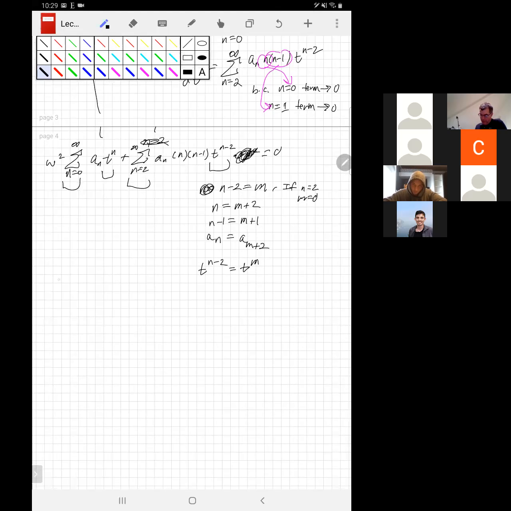And when I make all of those substitutions, now I can write this whole thing as omega squared times the sum from n equals 0 to infinity of a_n t^n, because I'm not making any changes to the first series, plus the sum from m equals 0 to infinity of a_(m+2) times (m plus 1)(m plus 2) t^m, all of that is equal to 0. Any questions on how I wrote that?